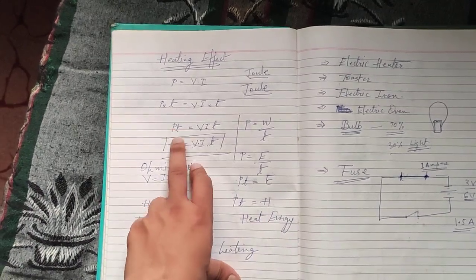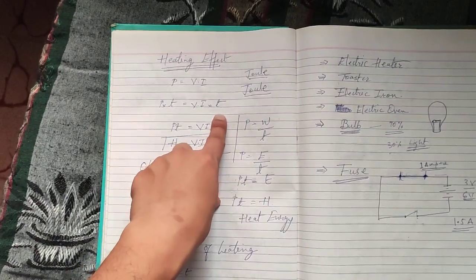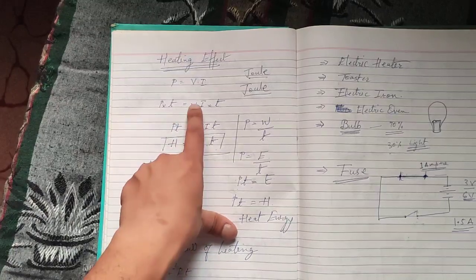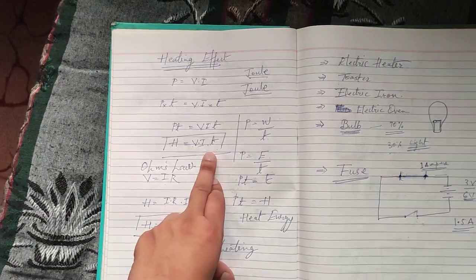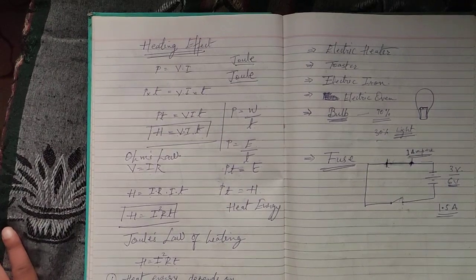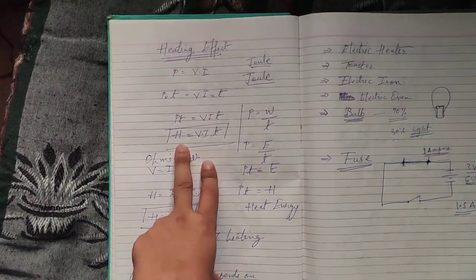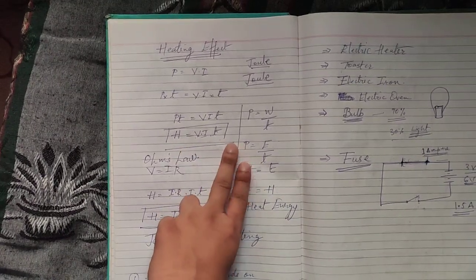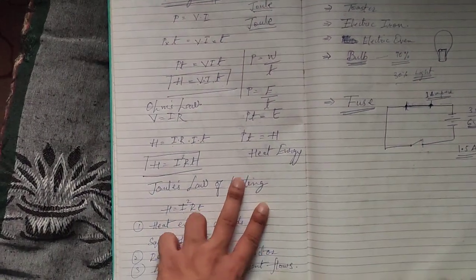So power into time becomes heat energy. But if we multiply time on this side, then time is also multiplied on the other side as well. So P into T becomes H and VIT as it is. So this gives you the formula for H is equal to VIT. Once again we apply Ohm's law after finding the formula for heat generated, that is H is equal to VIT. Then you apply Ohm's law and you get two different formulas as well.